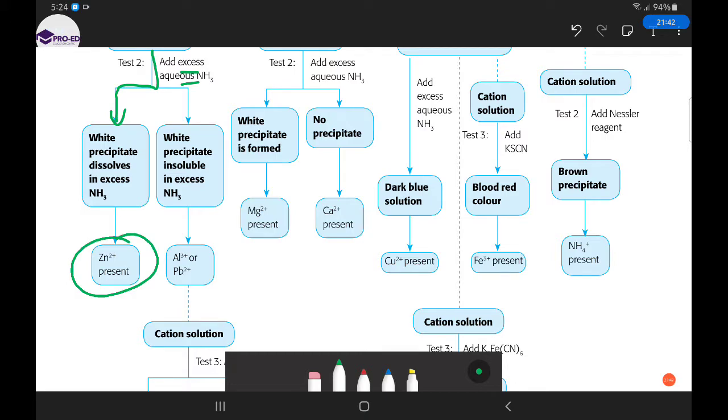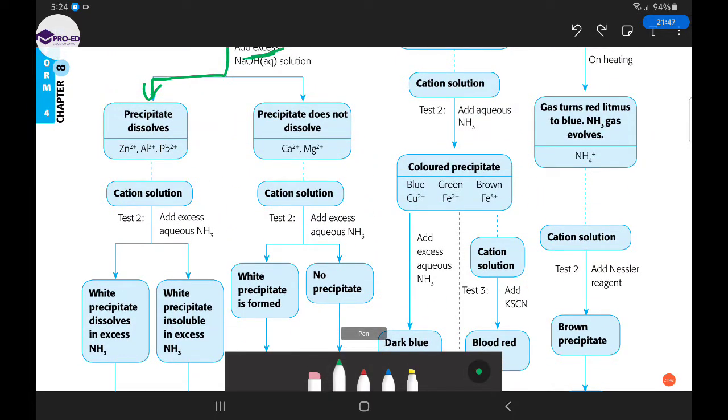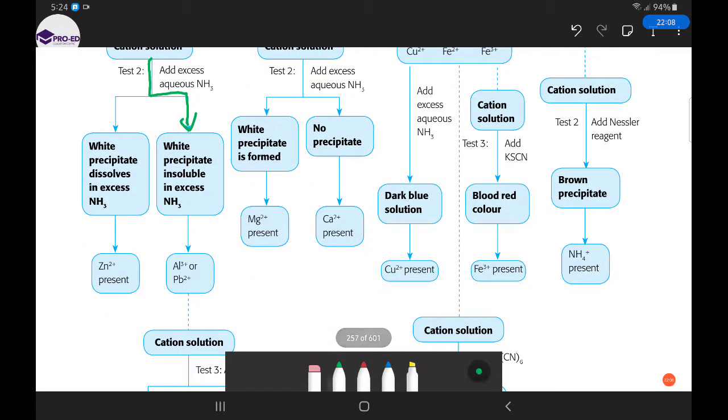However, let's rewind a little bit. We did the same experiment and we found that the ions are zinc, aluminium or lead. So we again took a brand new solution and added excess ammonia, but this time the white precipitate did not dissolve in excess aqueous ammonia solution. So we now know that it is not zinc ions. If it's not zinc ions, what have we done? We have only eliminated zinc. So the ion is either aluminium or lead ions. We have not confirmed the ion yet.